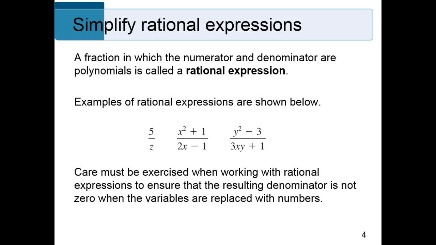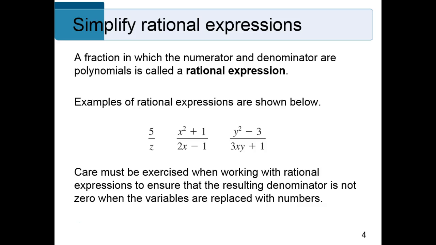What other things are ratios? One thing divided by another, one thing written over another. Fractions. A fraction is a ratio. So a fraction in which the numerator and denominator are polynomials, that's what we mean by a rational expression. Ratio of 2 polynomials, rational expression.